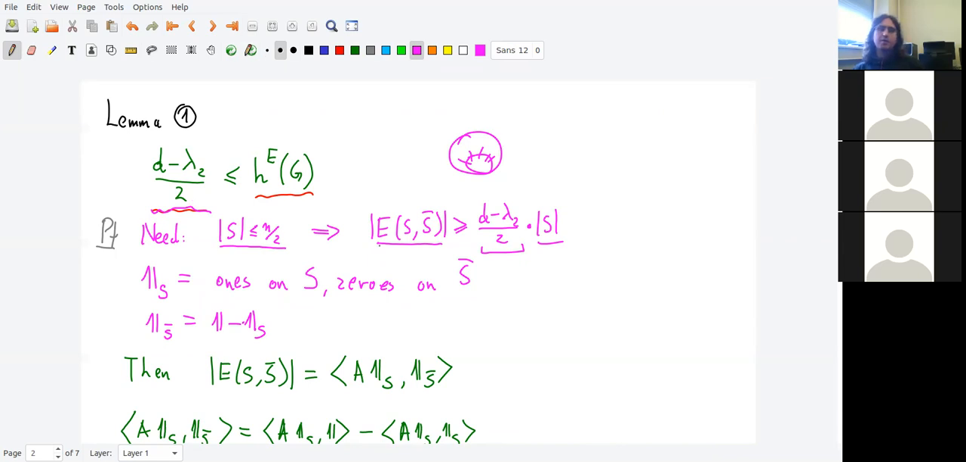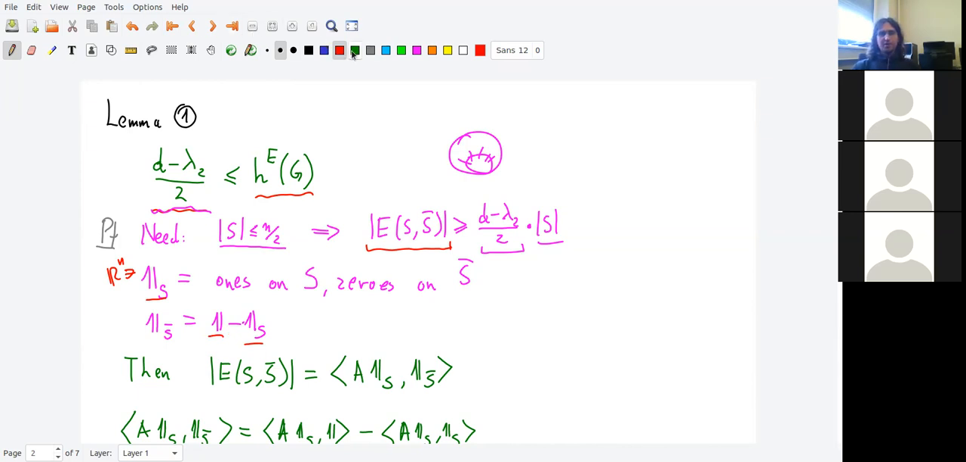Yeah. So then the main idea is to try to understand this term, the number of edges, through algebraic notions. So let 1 on S be the vector where I put 1 on vertices belonging to S and zeros on the complement of S. So this is a vector from R to the n, the indicator vector of the set S. And then the one on the complement of S is simply the vector of all ones minus the vector of ones on S. Obvious.